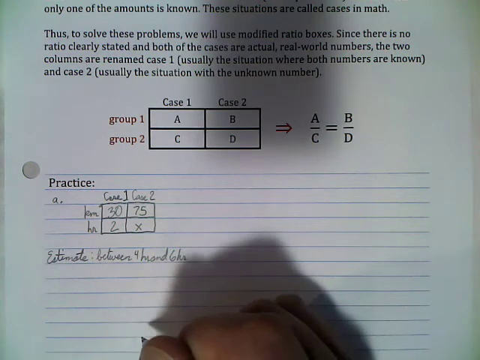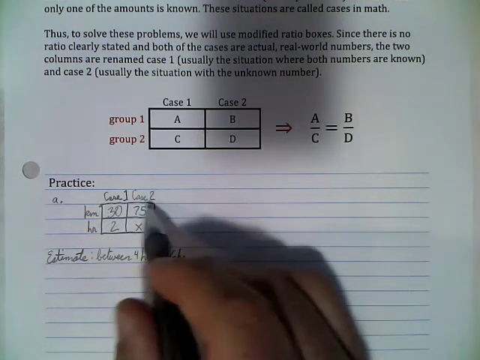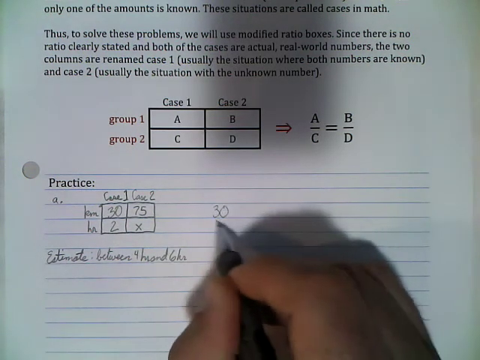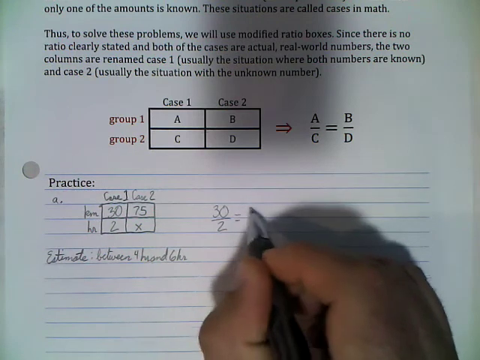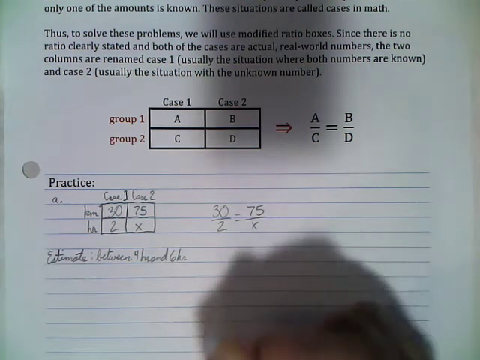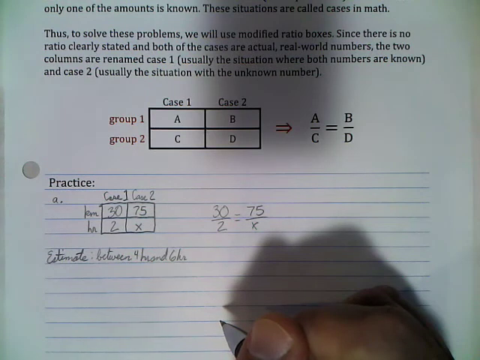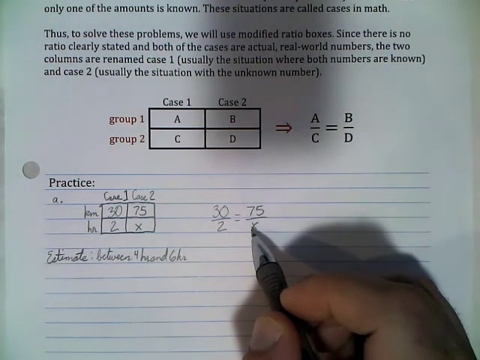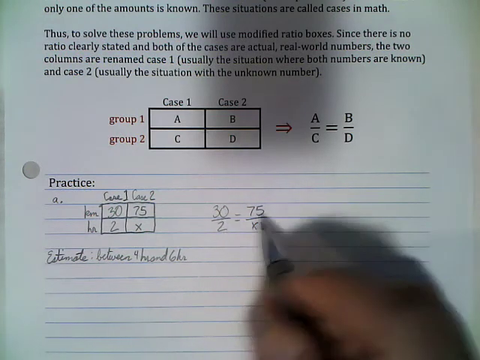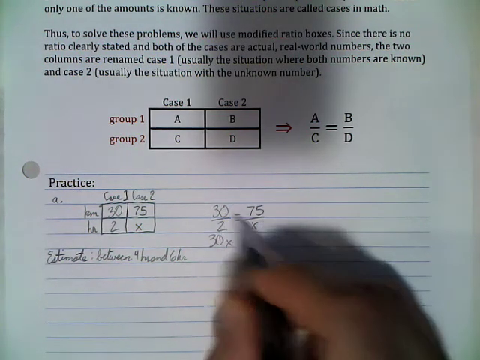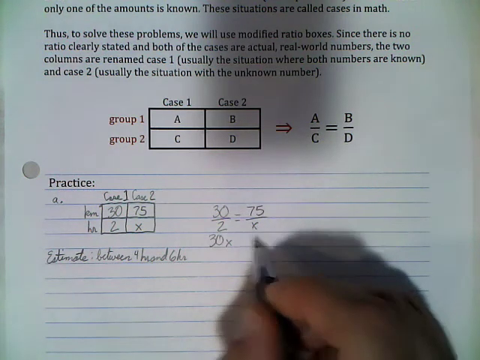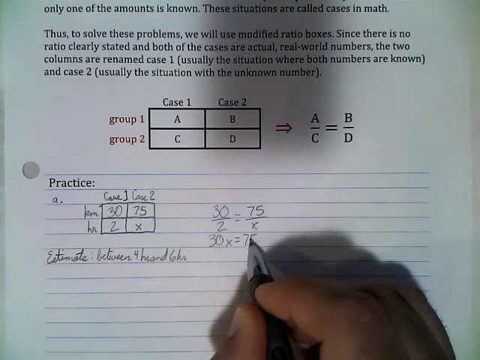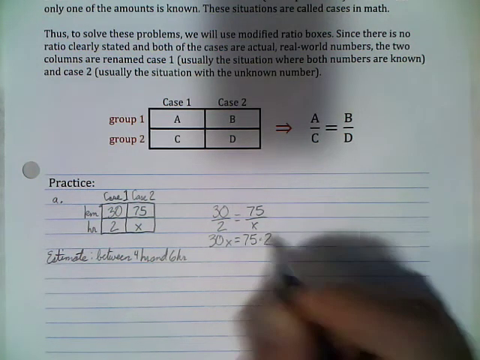So let's find out what it actually is. To make my proportion, remember, imagine just peeling this box away. If I peel that box away, I'll have 30 over 2, and I'll have 75 over x. We've been doing this a number of times recently, so remember that our first step is to cross multiply. So 30x, 30 and x are across from each other, 30x should equal 75 times 2, or 2 times 75, doesn't really matter what order that goes in there.